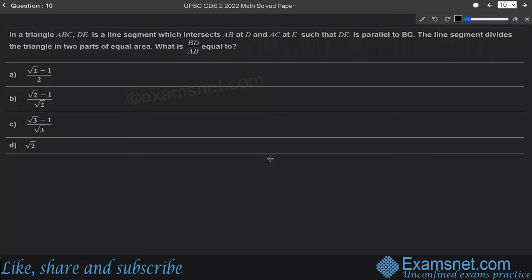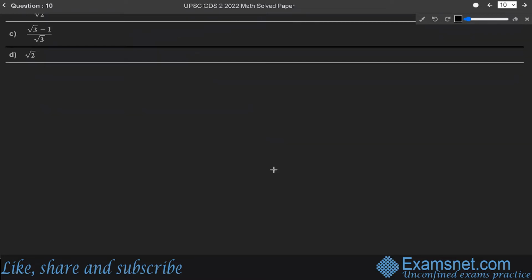Next question is, in a triangle ABC, DE is a line segment which intersects AB at D and AC at E, such that DE is parallel to BC. So first let us make the required triangle. Let this be the triangle A, B and C. According to the question, a line segment intersects AB at D. So let this be point D, and it intersects AC at E. And it is given that DE is parallel to BC.